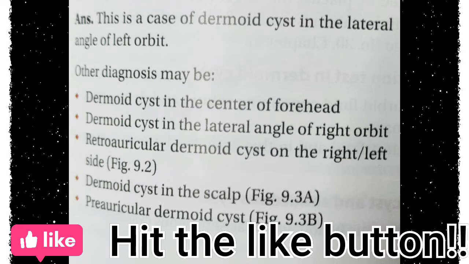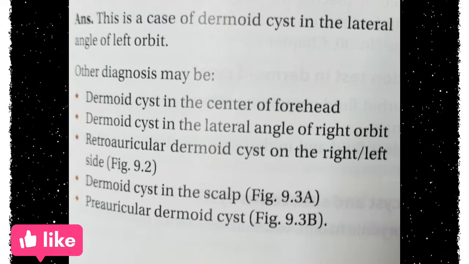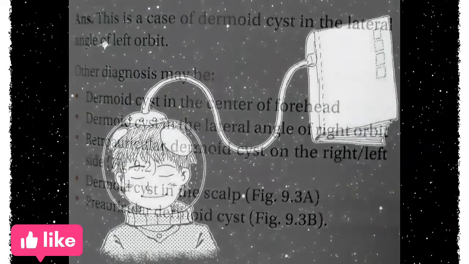So what can be the other diagnosis? Other diagnoses can be a dermoid cyst in the center of the forehead, a dermoid cyst in the lateral angle of the right orbit, then a retroauricular dermoid cyst on the right or left side, then a dermoid cyst in the scalp, then a preauricular dermoid cyst, right?